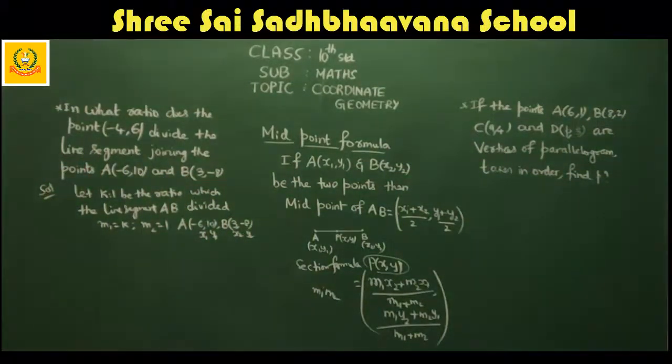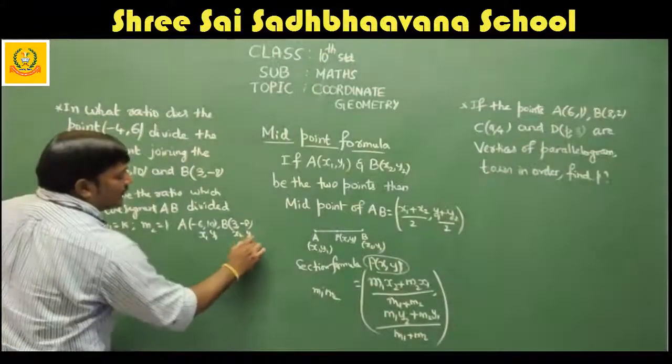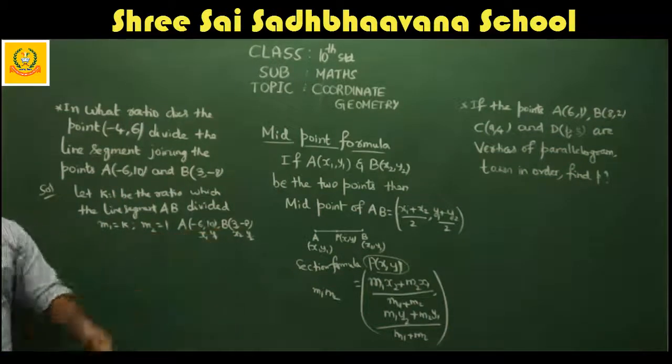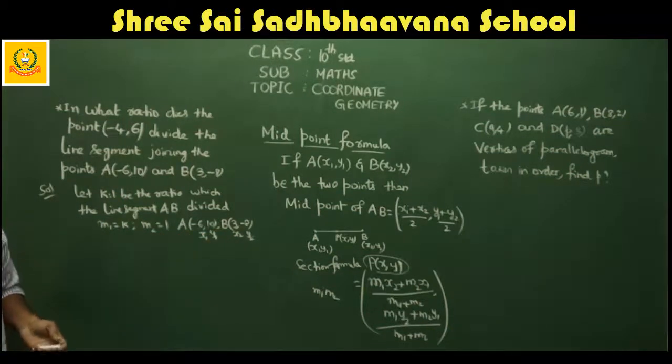Write with a pencil so that you will not get confused about which is x1 and which is y1. It is very important. As I said, if you mix up x1, x2, y1, y2, whatever effort you put into your sum will go in vain. So be careful. M1 we have taken as k, M2 as 1, A is (minus 6, 10), and B is (3, minus 8). Obviously A is x1, y1, and B is x2, y2.